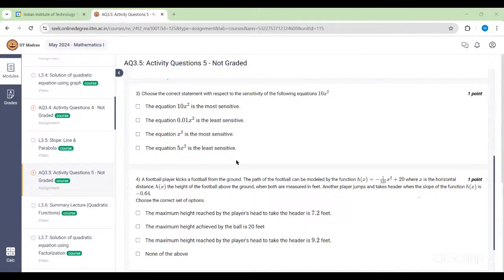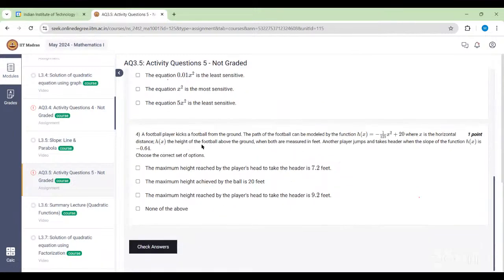Yeah, ma'am. Okay. Now the last question is, a football player kicks a football from the ground. The path of the football can be modeled by the function. Again, here the function given is for the path of the football, where x is the horizontal distance and h of x is the height of the football above the ground, when both are measured in feet. Another player jumps and takes a header when the slope of the function h of t is minus 0.64. So it means when the slope is this, that player jumps and takes a header, that is, he tries to push the football with his head.